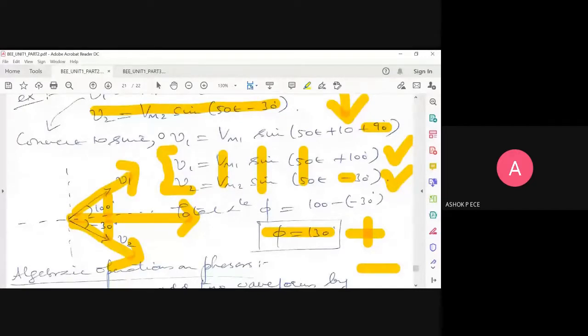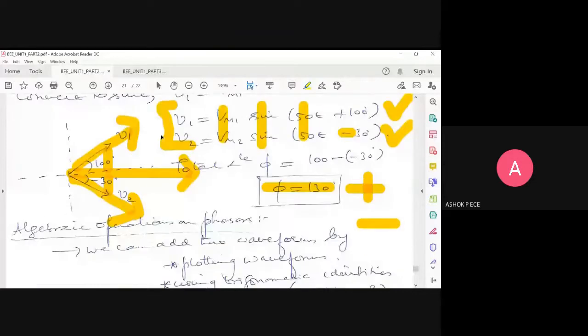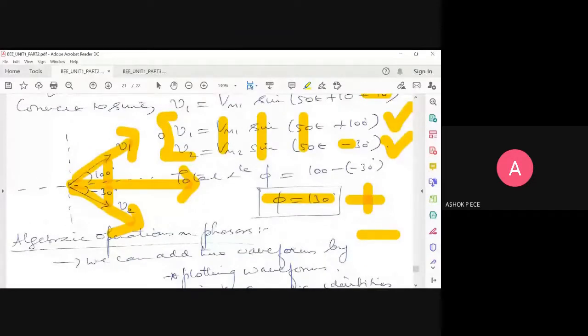Okay, is this clear? If you can solve some practice problems given in your textbook, which I uploaded, you will get more idea and more understanding about how to draw phasors for other examples also.